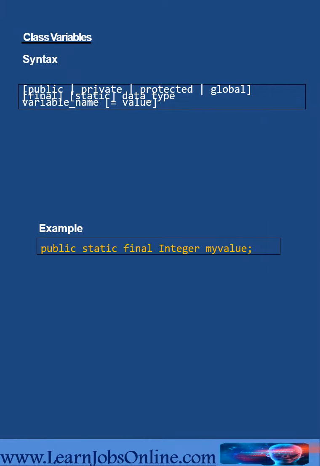Class variables. First, we have the syntax. And as we can see in the syntax, there are a couple of things. Number one, variable data type and variable name are mandatory. Number two, access modifiers and value are optional.